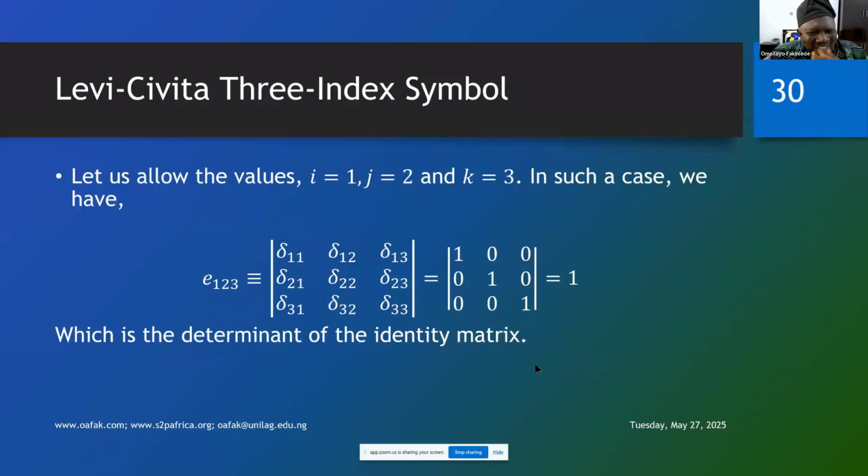For instance, let us allow I to be 1, J to be 2, and K to be 3. In such a case, we have E123 equal to delta 1,1, delta 1,2, delta 1,3, delta 2,1, delta 2,2, delta 2,3, delta 3,1, delta 3,2, delta 3,3. When we remember that when the explicit indices of the delta are not equal, the values become 0, you see that we have 1, 0, 0, 0, 1, 0, 0, 0, 1.